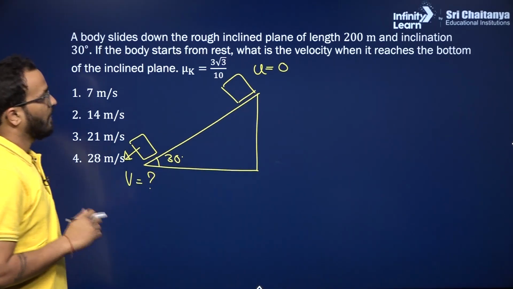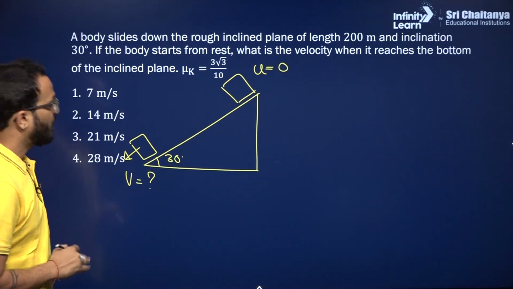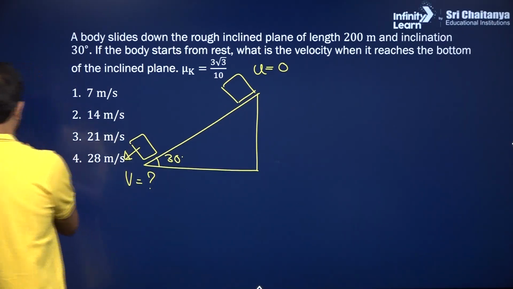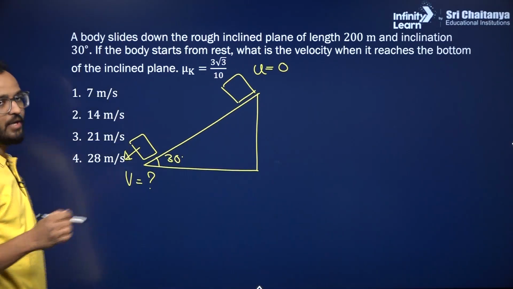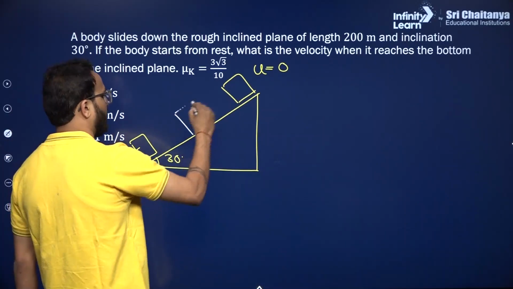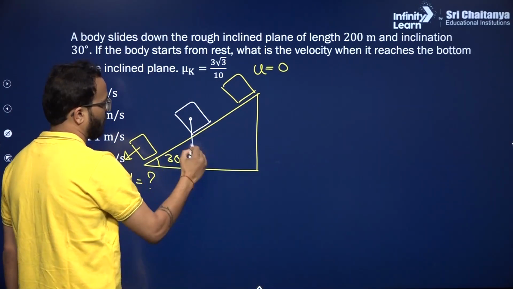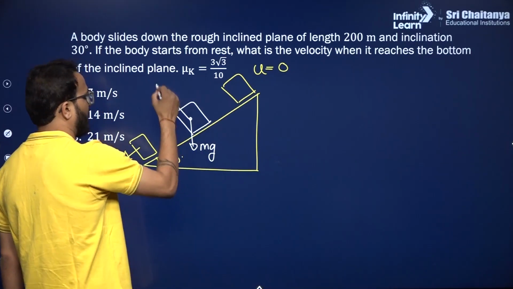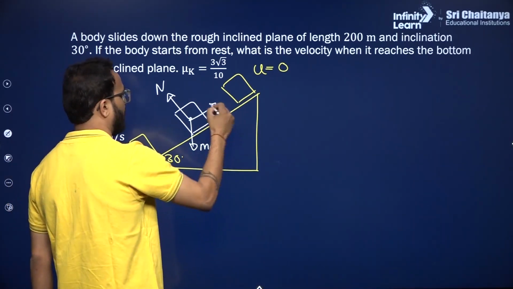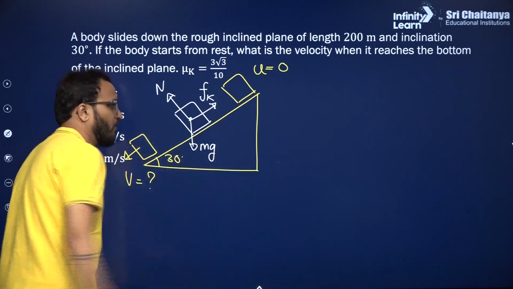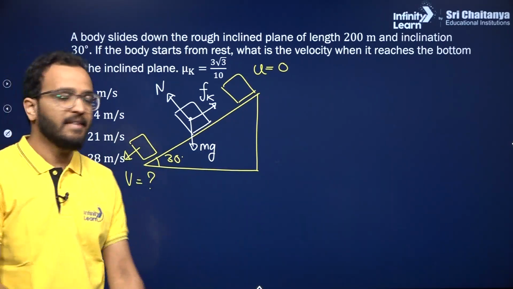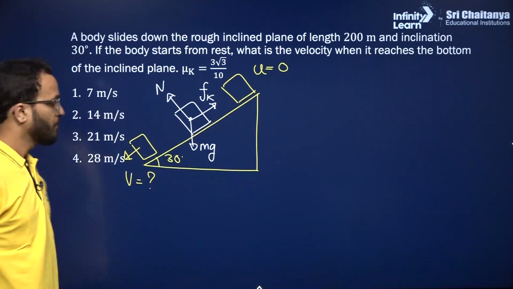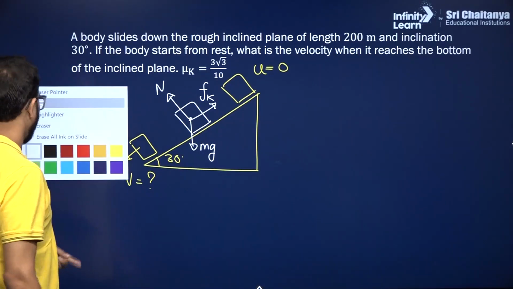Everything is given here, the length is 200 meter, friction will be acting. So first of all, tell me what are the forces that will be acting on the block? You will say, sir, there are three forces. Number one is mg acting on the block, number two is normal acting on the block, and number three is friction Fk acting on the block, because the block is sliding down and hence the friction will be of kinetic nature. And where is the displacement of the block taking place?